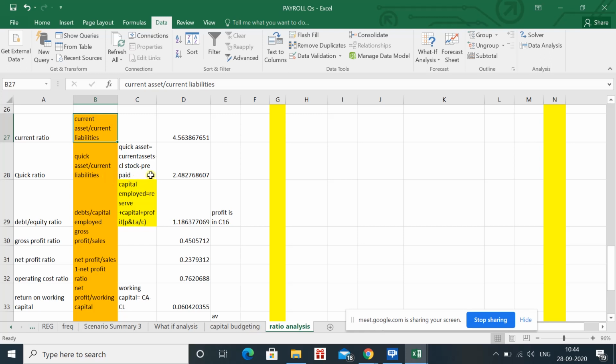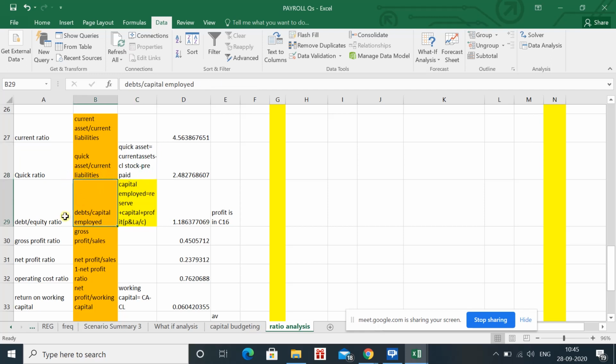Quick asset means current asset minus closing stock and prepaid values, meaning prepaid expenses which you have paid. In this particular question, you have paid the prepaid insurance. So from current asset, you have to deduct the closing stock and prepaid expenses to get the quick asset. So the formula for quick ratio will be quick asset upon current liability.